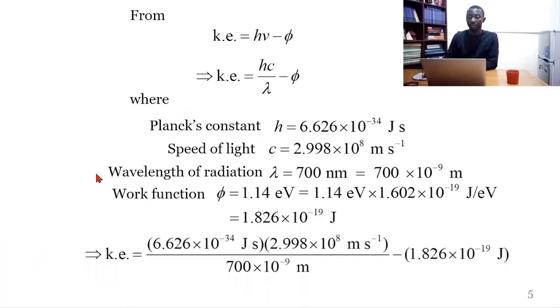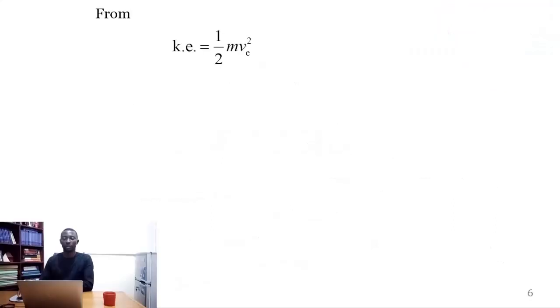We substitute all of these values into this expression, and it gives us this. This is Planck's constant, this is speed of light, this is the wavelength, and this is the work function in joule. This evaluates to 1.0 times 10 to the power of negative 19 joule.